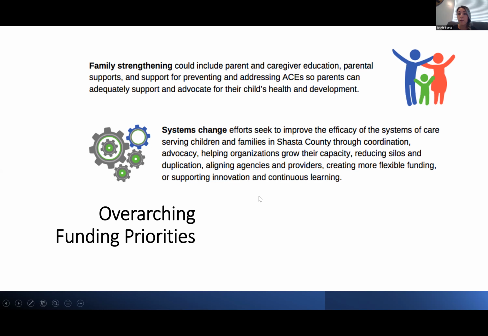So those are the two subcategories. You'll see on our goals these little icons, one of which indicates family strengthening and the other is an indicator for systems change.